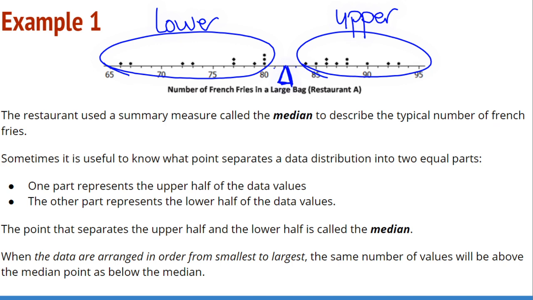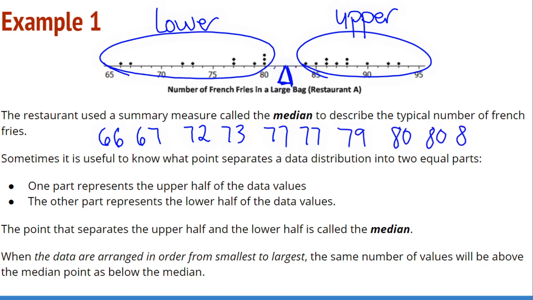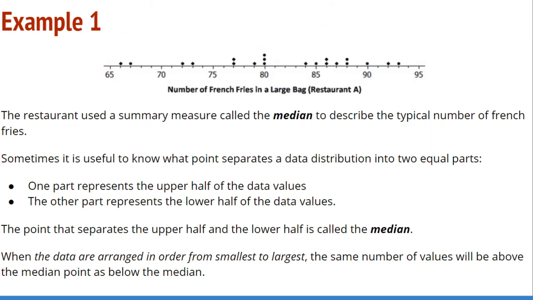When the data are arranged in order from smallest to largest, the same number of values will be above the median point as below. So, important concept here. We put our data points in order from least to greatest: 66, 67, 72, 73. We've got 77, 77. We've got 79, 80, 80, 80. So we need to list them in order from least to greatest, and we find the middle. And we're going to practice all of that in a few minutes.